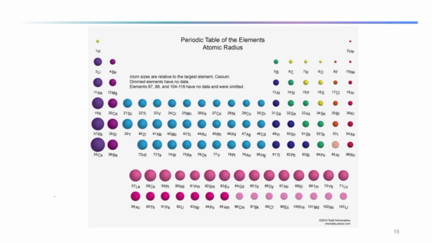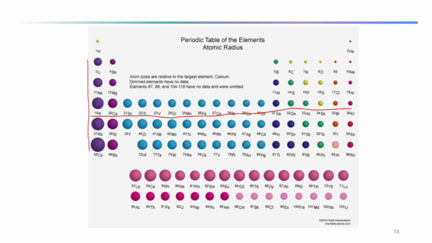Before that, if you see the periodic table of elements, atomic radius, this periodic table gives you the size of the elements. If you see these left ones, they are bigger in size, or these spheres are bigger in size. That means their atomic radius is bigger. And as you go along a period, here from left to right, the size decreases.